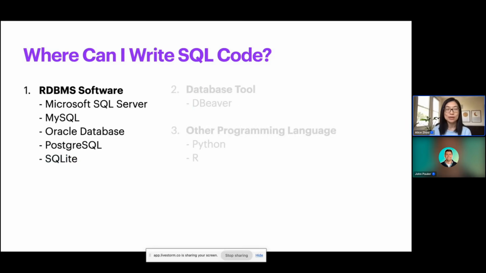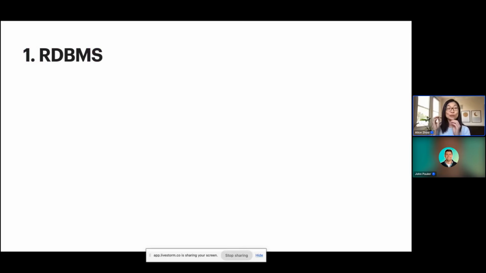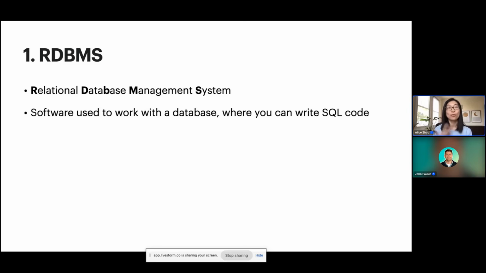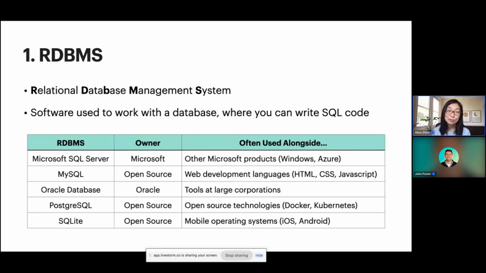So RDBMS, what does that stand for? It stands for Relational Database Management System. And now you know what a relational database is, right? It's all our tables that are connected to one another in one database. And then a management system is just a software that allows you to deal with that. And so RDBMS is basically software that allows you to work with a database, and it's a place where you can write SQL code. And there are so many options for RDBMSs out there.